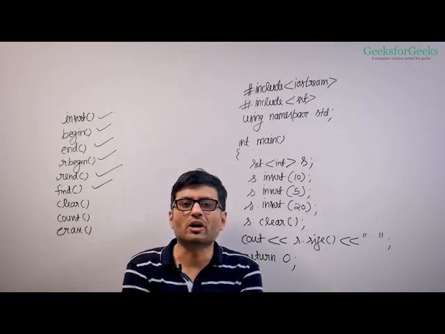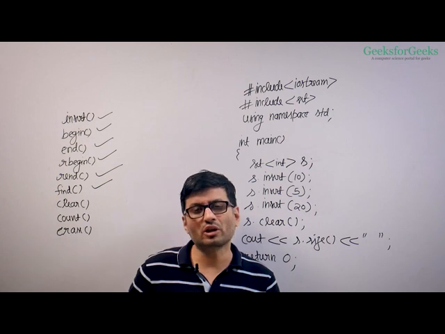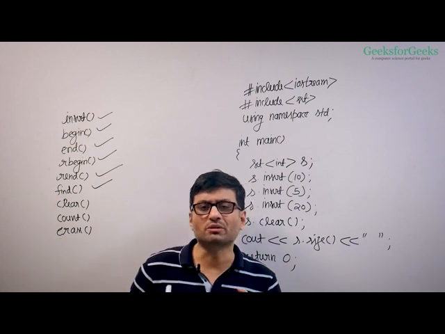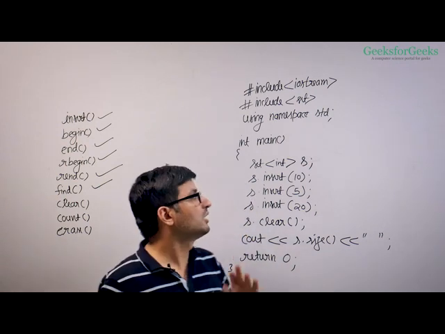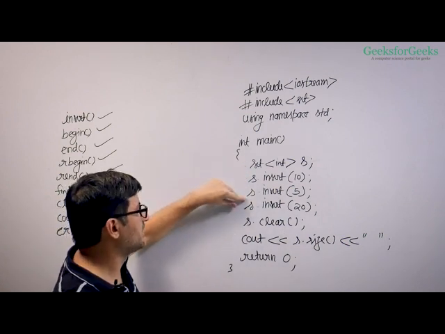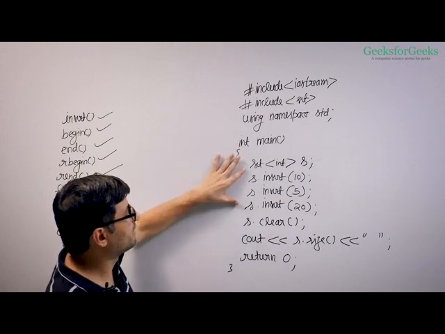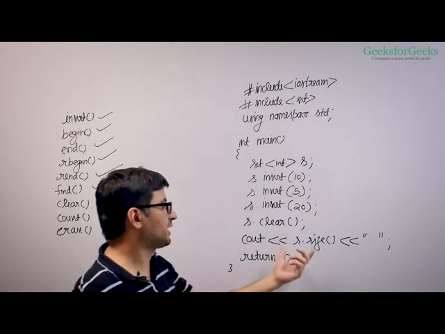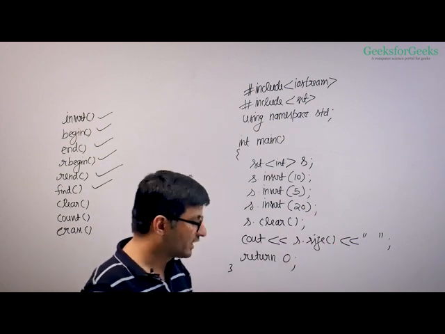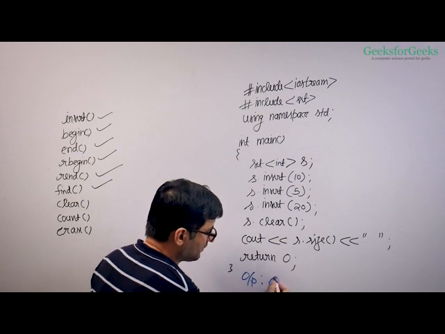Let us now talk about the clear function. As with other containers, if you call clear on a set, it will simply remove all the elements. In this program, we have a set with 3 elements. Once we call clear, it will remove all these 3 elements from the set. And after that, if we call s.size, we will get 0. So the output of this program is going to be 0.